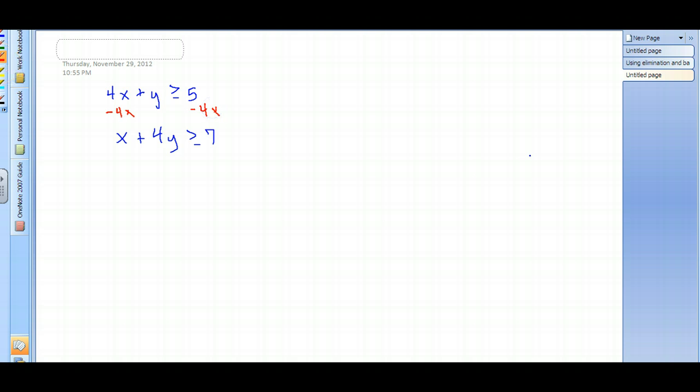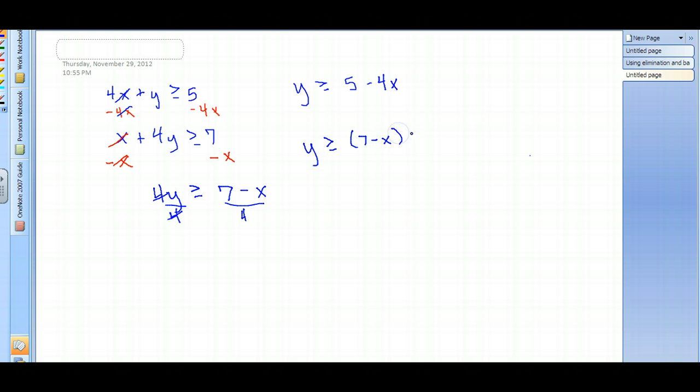I get the inequality, y is greater than or equal to 5 minus 4x. The bottom one, I have to do a little bit more work. First I subtract the x from both sides, and intermediately I'll have 4y is greater than or equal to 7 minus x, but I have to divide both sides by 4. So I get y is greater than or equal to (7 minus x) divided by 4.